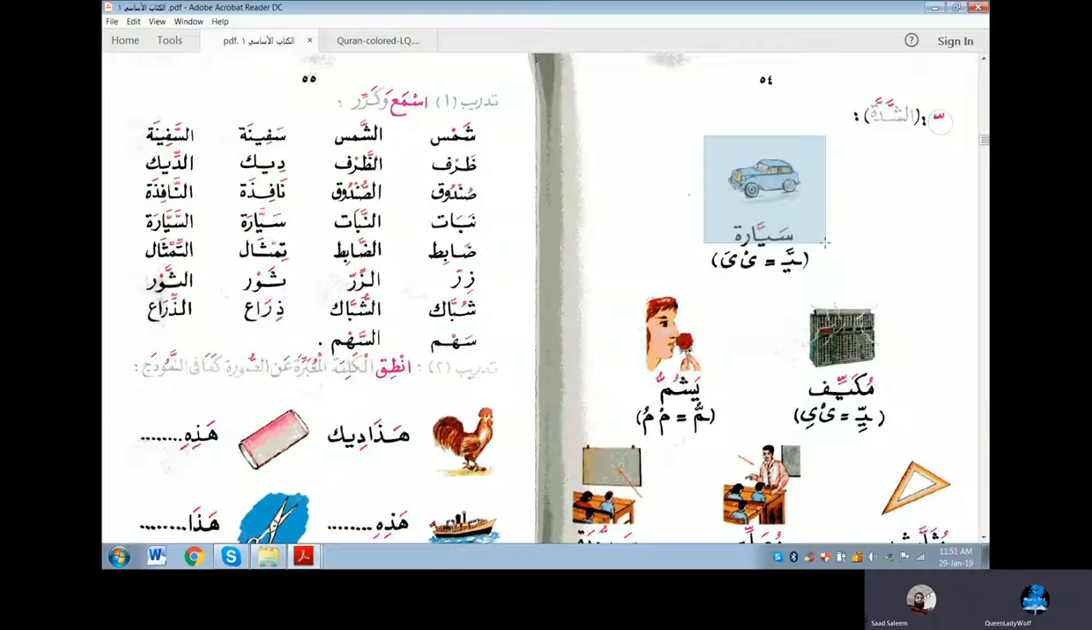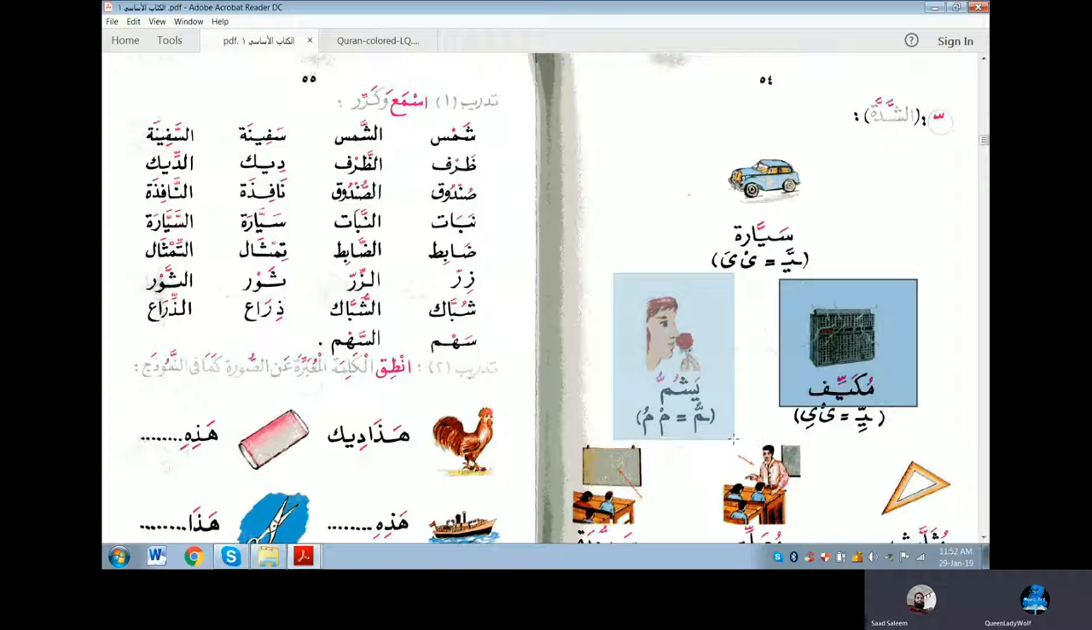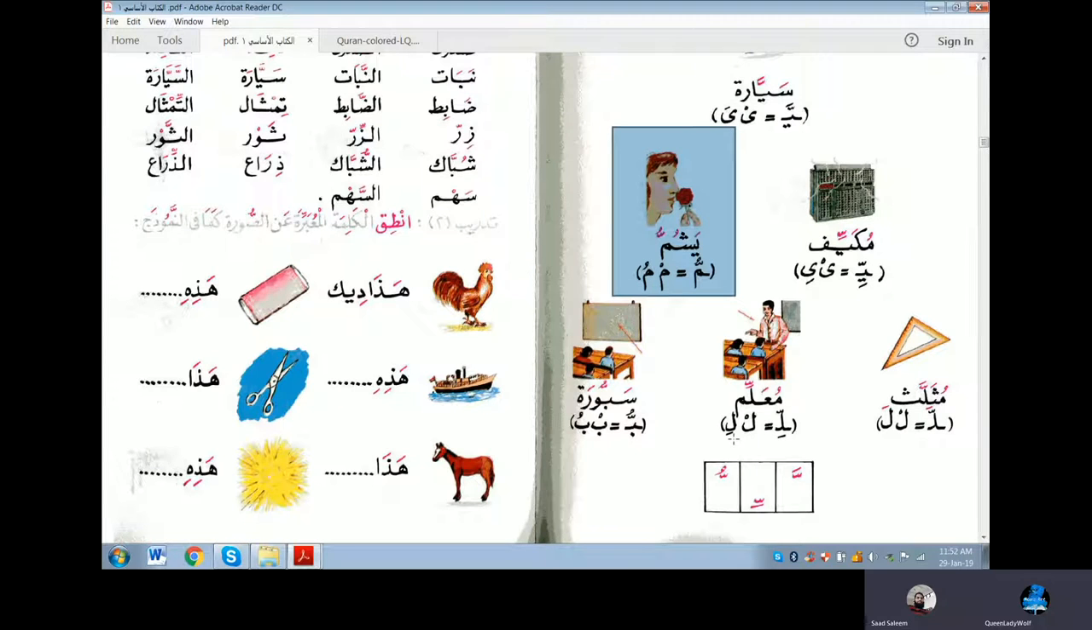So just read this. Sayaratun is a car. And Mukaif means adapter, A-D-A-P-T-E-R. It's an adapter.